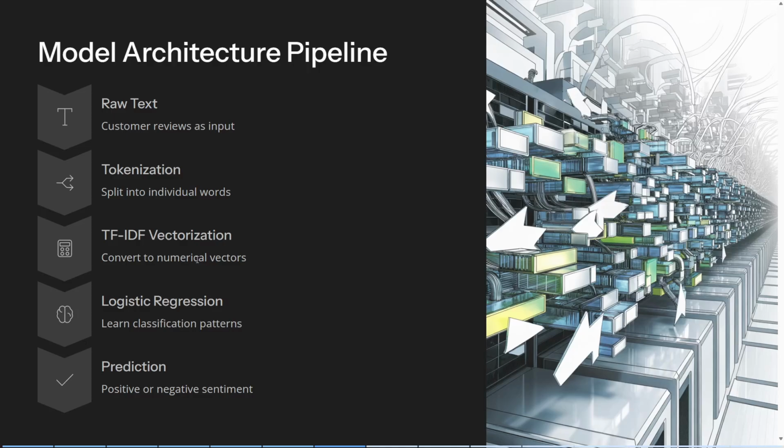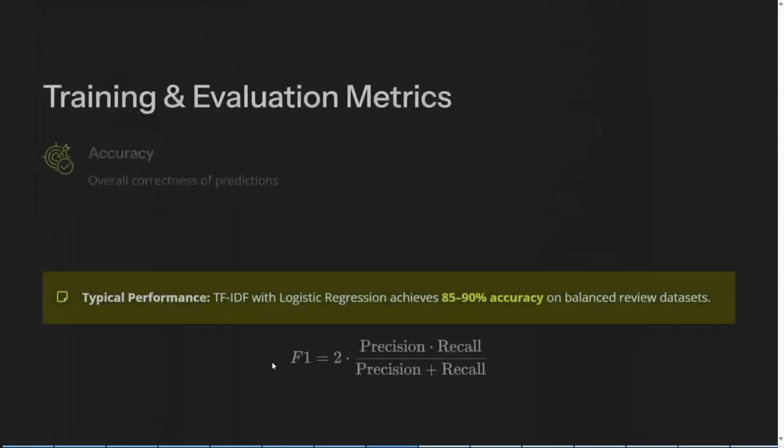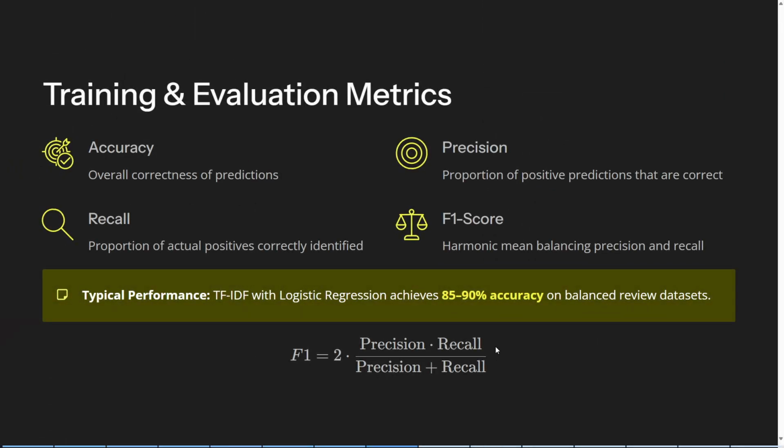Then those vectors are passed into logistic regression models, which predict whether the sentiment is positive or negative. So it learns the whole classification patterns. And then finally, the model outputs the classification results, which will be our predictions. Either it's positive or negative. Okay. Then for our training and evaluations.